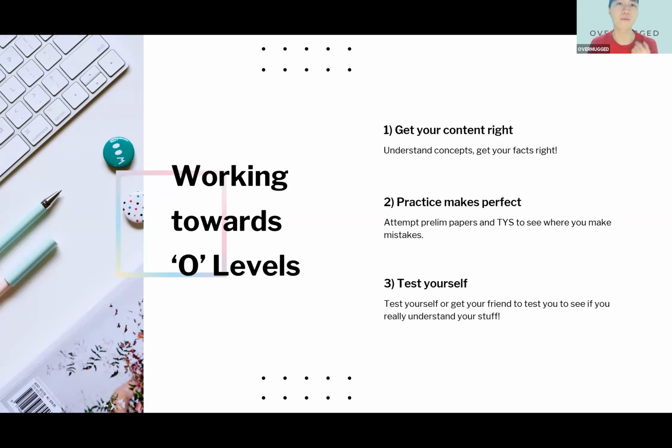So I know 6 to 7 weeks, not a lot of time, but if you are determined and you have a plan and you're disciplined, you can still do a lot, okay? And a lot means you can really make major improvements and work towards your dream score.